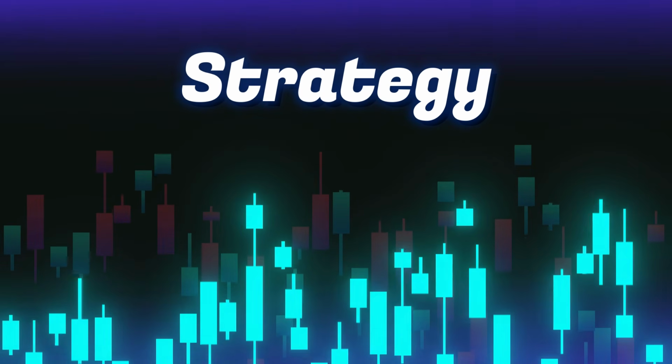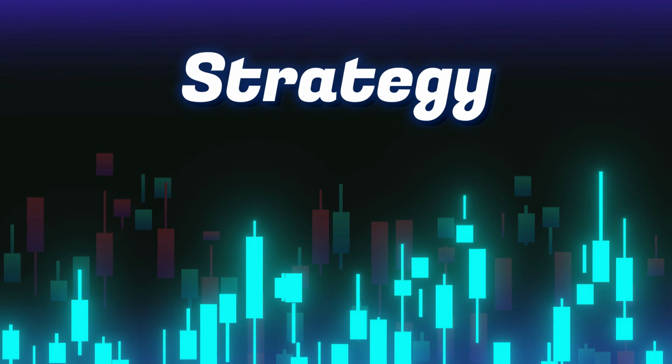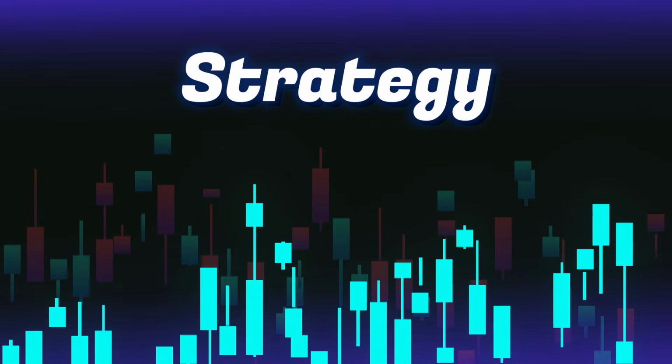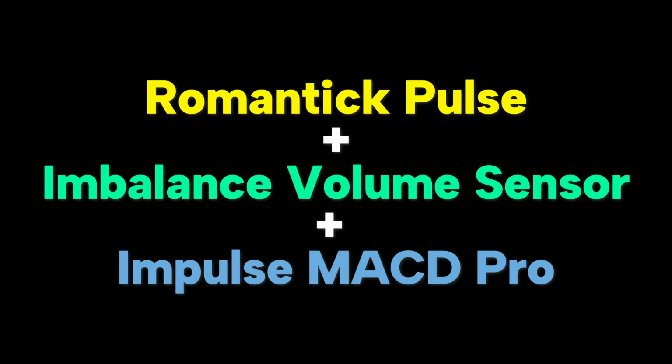Next, let's take a look at a highly effective strategy that combines Romantic Pulse with additional tools to maximize the power of a trading signal indicator. This strategy includes the combination of Romantic Pulse, Imbalance Volume Sensor, Impulse, and MACD Pro. The goal of this setup is to help you capture signals at the very beginning of a new uptrend or downtrend, right when momentum is strongest. Even better, it ensures that you never miss an opportunity, making it a perfect strategy for scalpers who rely on speed, precision, and rapid market reaction.